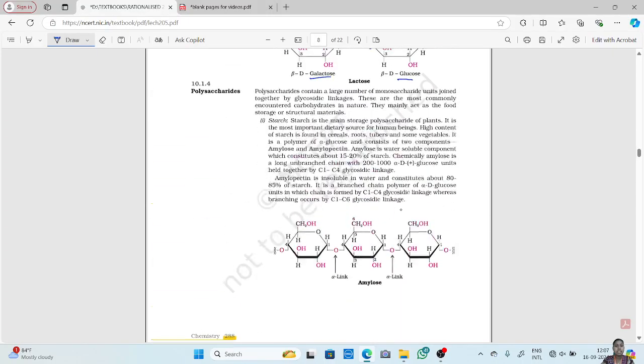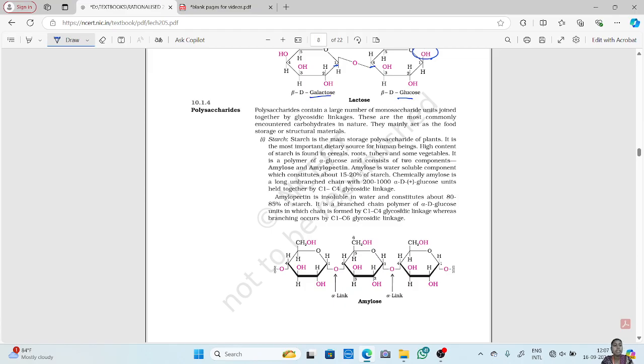Now, next is the polysaccharide. So we have seen monosaccharides, example glucose and fructose. Disaccharides, example sucrose, maltose and lactose. Now third one is the polysaccharides. Polysaccharides contain a large number of monosaccharide units joined together by glycosidic linkage. Now you know what is a glycosidic linkage? It is the linkage between two monosaccharides.